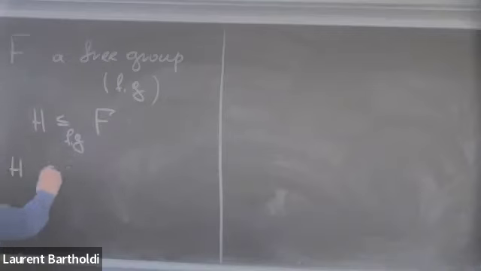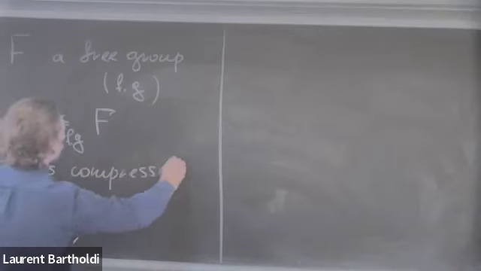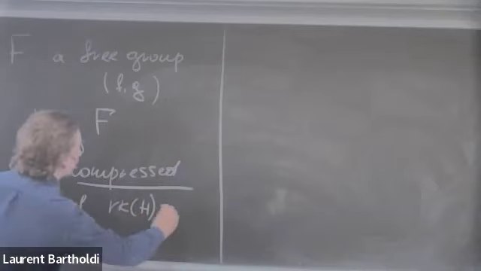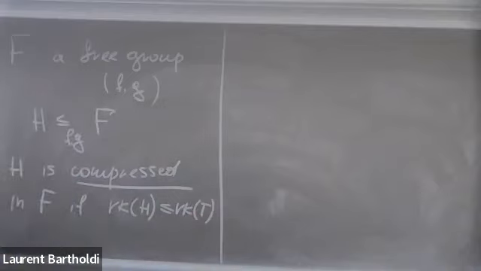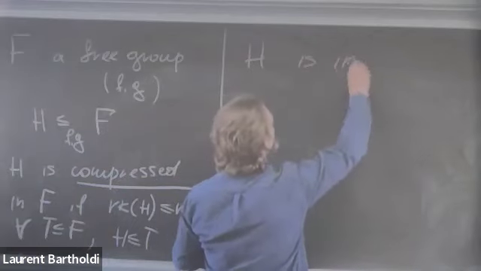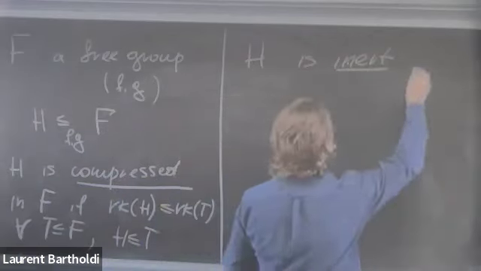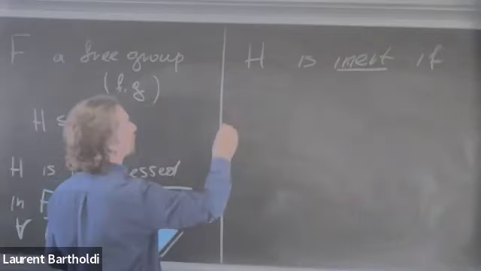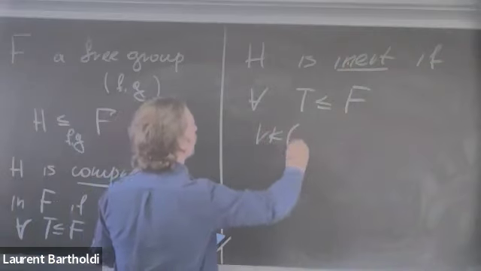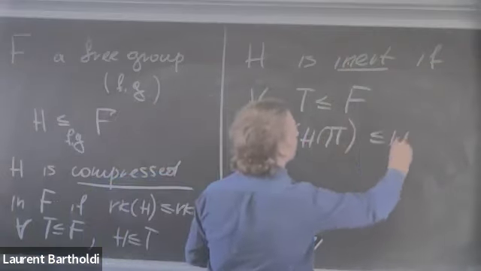We say that H is compressed in F if the rank of H is less than or equal to the rank of K for every subgroup K of F which contains H. And we say that H is inert in F if for any subgroup K of F, the rank of the intersection of H and K is at most the rank of K.